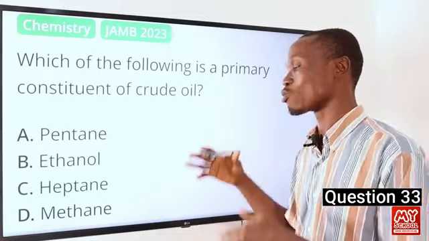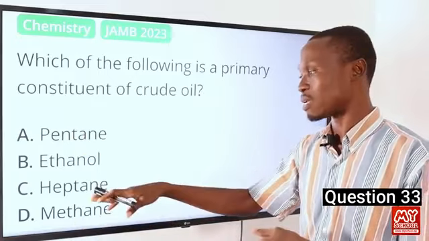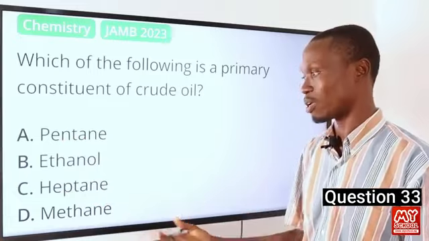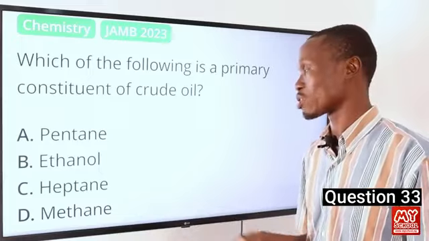So the primary constituent of crude oil is methane, even though pentane and heptane are also found. So the answer to this question is methane. Methane is the primary constituent of crude oil.